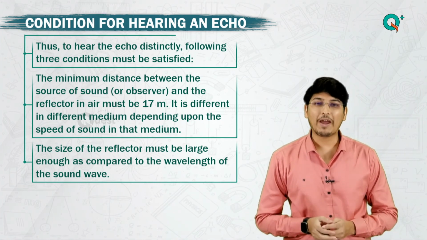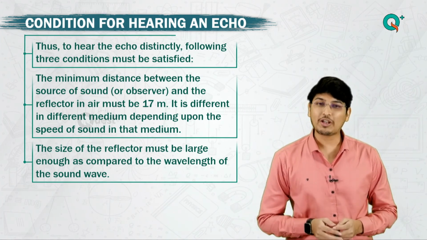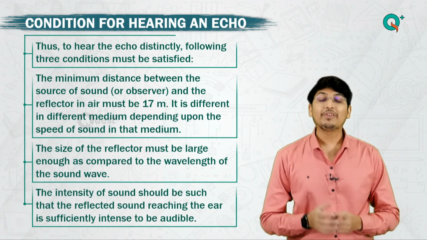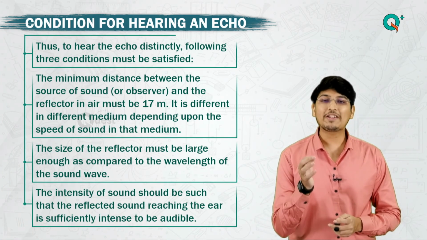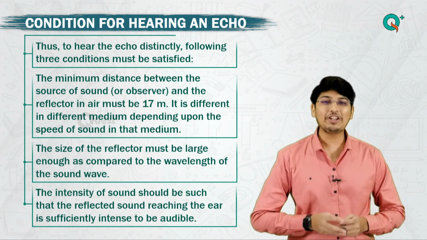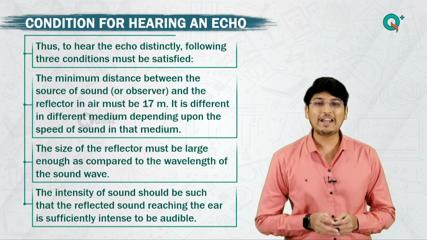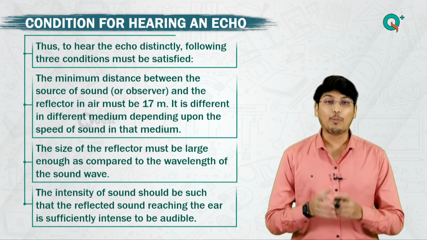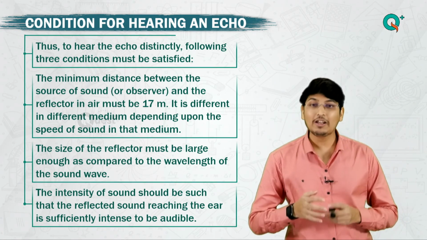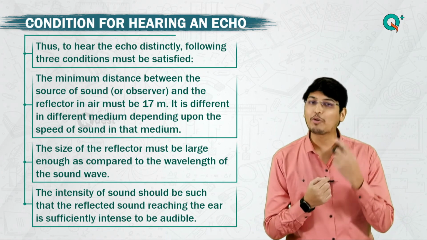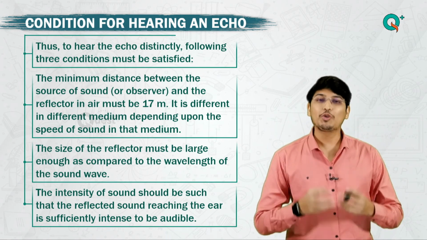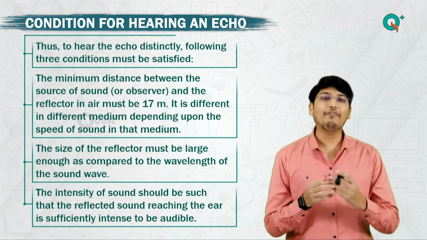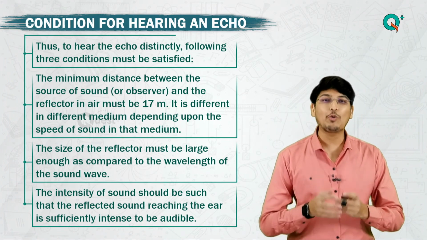It should be comparable enough to the wavelength of the sound wave. And finally, the intensity of the sound should be such that the reflected sound reaching the ear is sufficiently intense to be audible. What does it mean? If I were to go to an echo point and whisper something, that sound will not go, hit and come back because the intensity has gone down. So the intensity should be sufficient so that even after reflection, the sound is able to reach you.